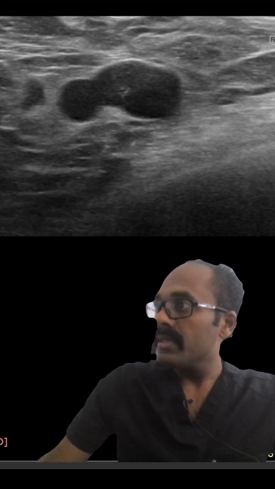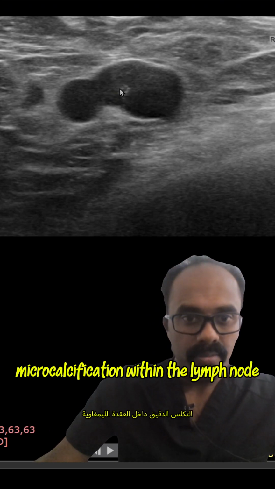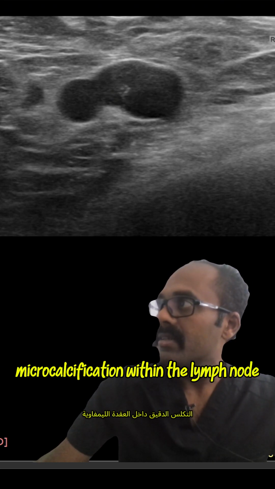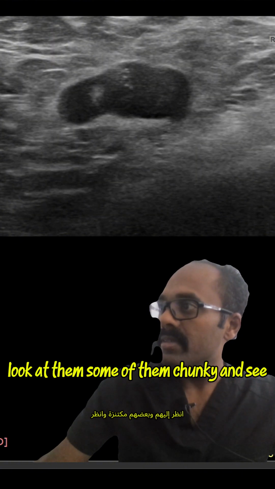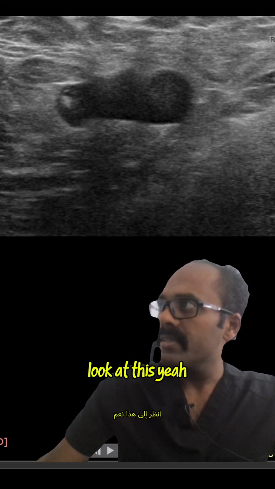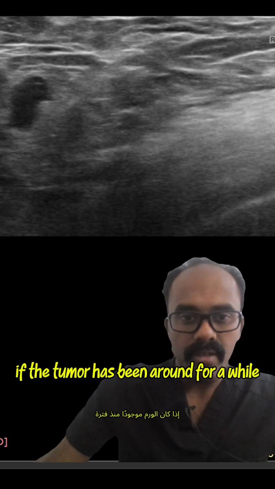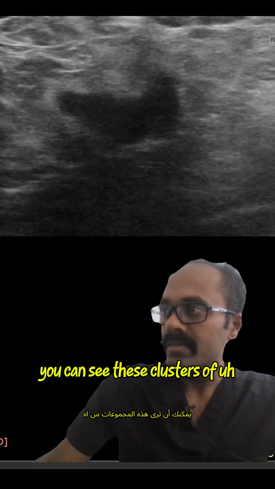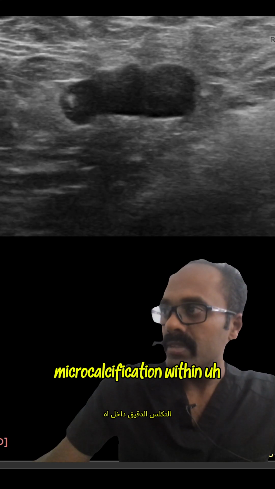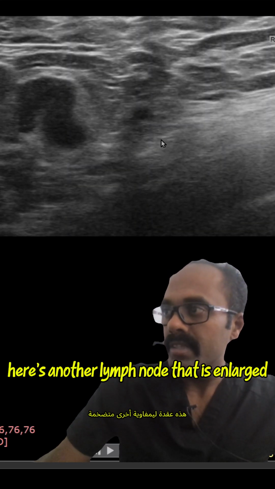So you can see these small clusters of microcalcification within the lymph node. Look at them, some of them chunky. In some cases, if the tumor has been around for a while, you can see these clusters of microcalcification within these enlarged metastatic lymph nodes. Here's another lymph node that is enlarged.